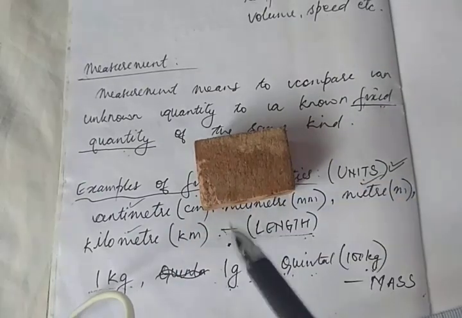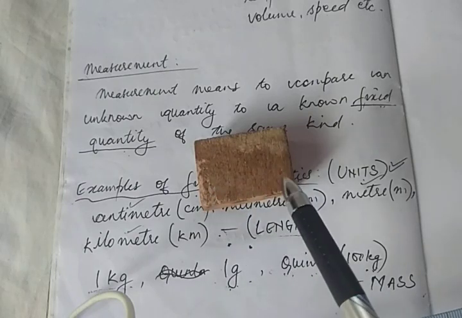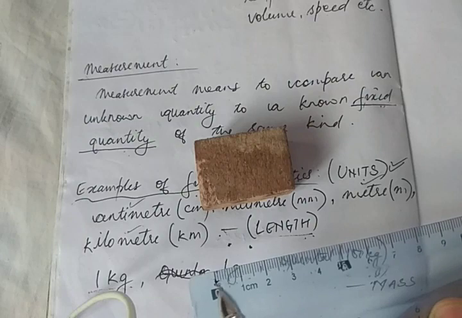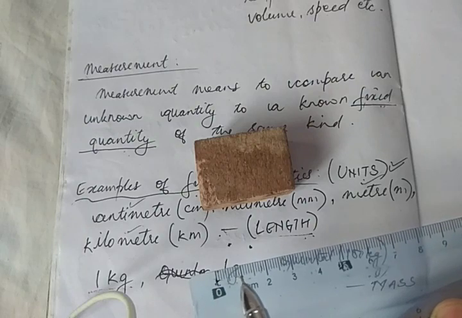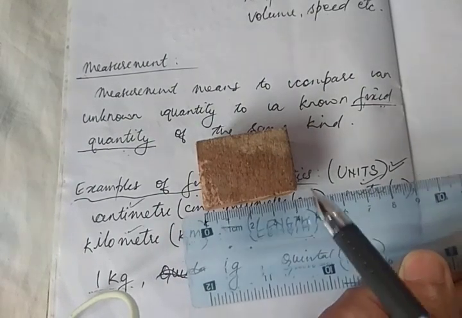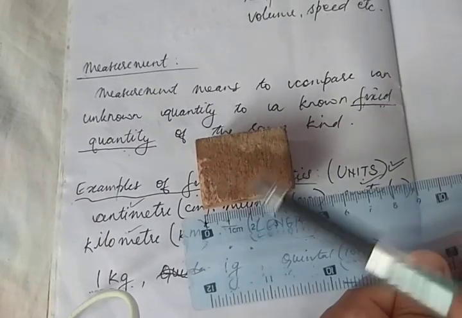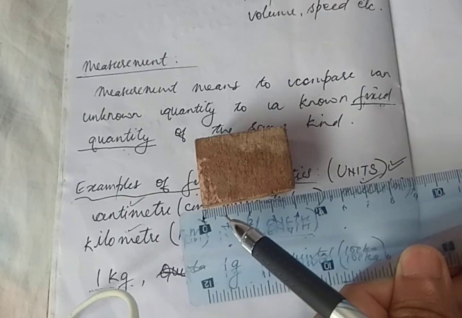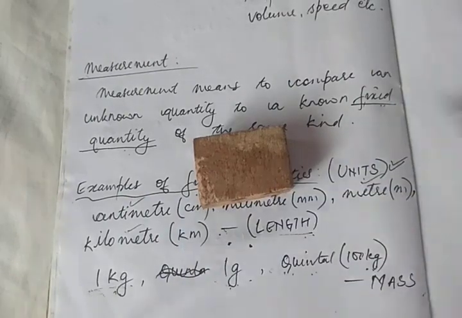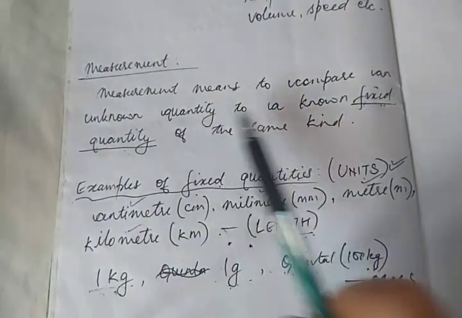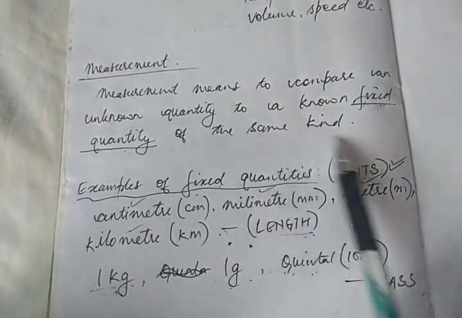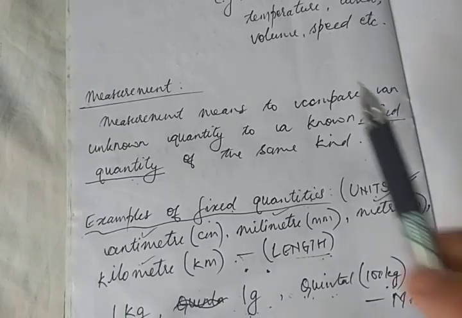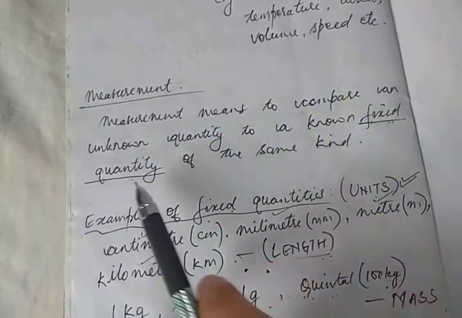In order to know the length of this wood, which was an unknown quantity, we take a known quantity of the same kind. This is length. So we compare the length of this wood to our known quantity, to a fixed quantity. This process of comparing an unknown quantity to a known fixed quantity of the same kind is what is called measurement. Measurement is always comparing an unknown quantity to a known quantity of the same kind.